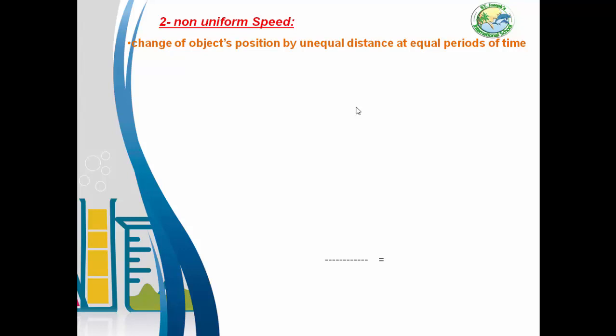But it's very difficult to determine the amount of irregular speed because it's not constant. So we use another term which is known as average speed.